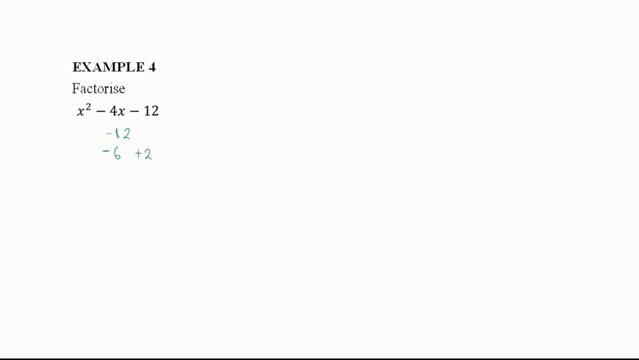As you can see, negative 6 plus 2 will give you negative 4, and negative 6 times positive 2 will give you negative 12. So I've got my factors. Now I put out my brackets, and this is a negative 6 and this is a positive 2. This expression has been factorized.